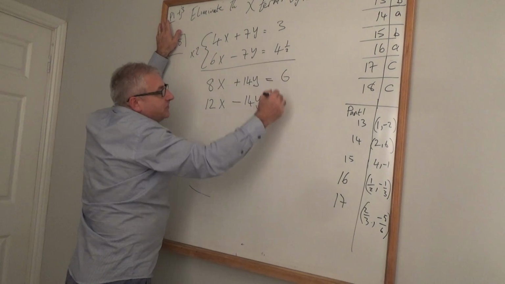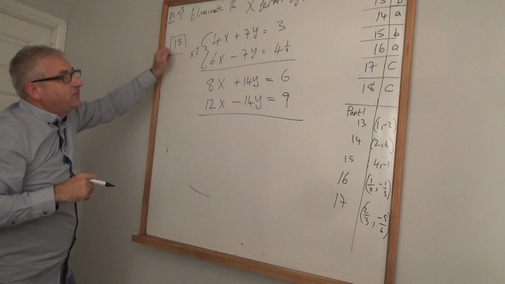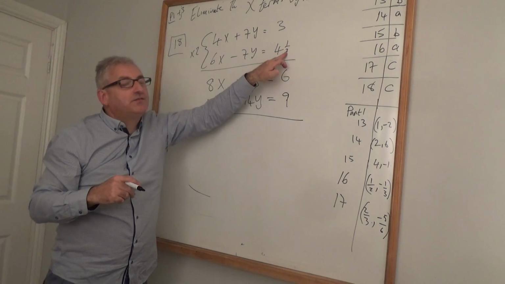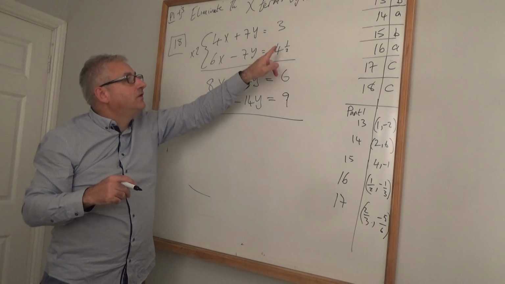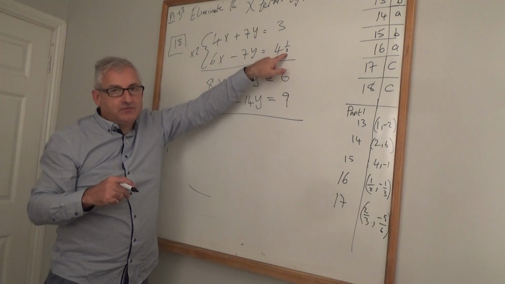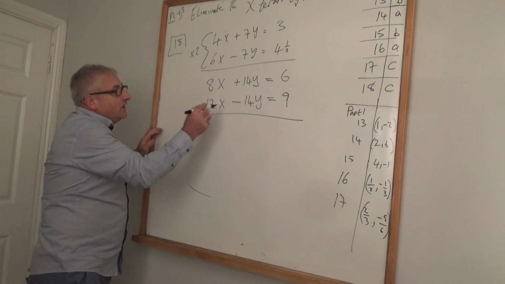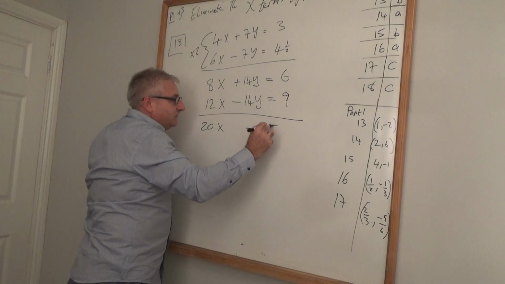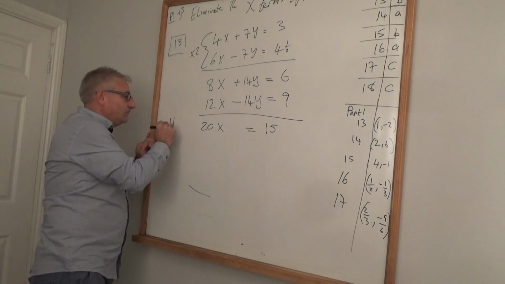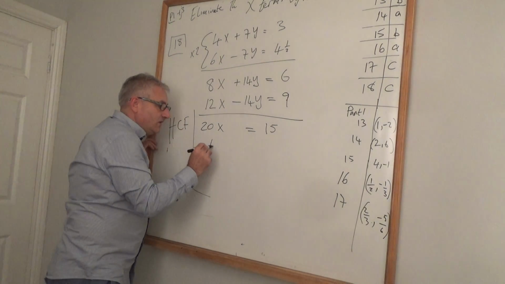Now 4.5 by 2 is 9. That was the whole plan of doubling. Once you had a fraction here, a mixed number with a half, if it was a mixed number with a 7, you'd multiply it by 7 to clear the fraction. It only has one effective denominator. Essentially this is 9/2. So I'm going to add: 20x equals 15. Now I have a HCF situation, highest common factor, divide across by 5.